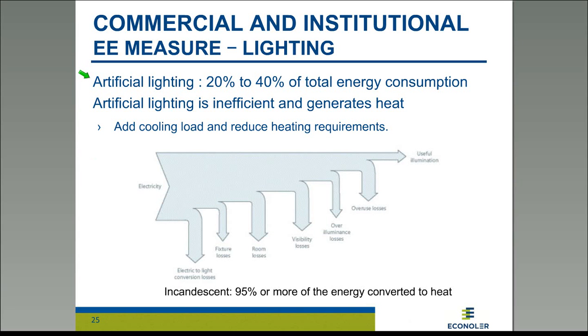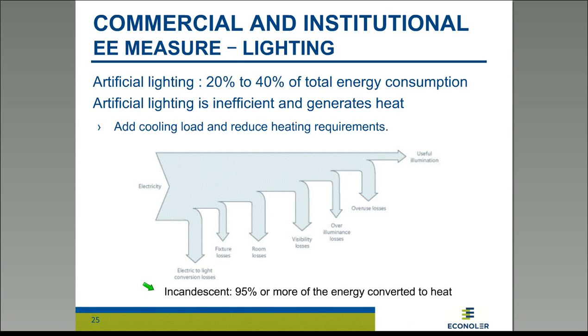Artificial lighting is another big consumer. In most buildings, it's 20% to 40% of total building energy consumption. In office buildings, typically we see 40% in several countries. Of course, it depends on the quantity of energy going to cooling and other types of end usage, but that's typical. And artificial lighting is still very inefficient.